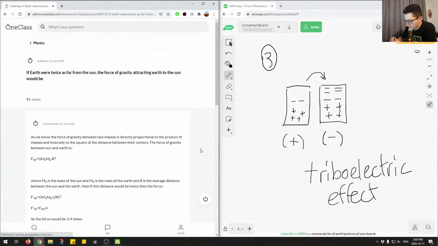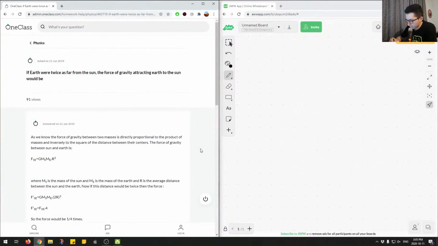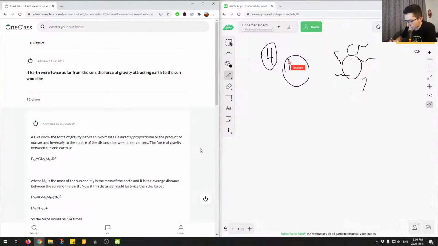Okay, let's get to the next question. So the next question is question number 4. This question is asking, if Earth were twice as far from the Sun, so let's say initially we had the Earth over here and the Sun. This distance is obviously not proportional. Let's say we have some islands and this is the Earth.